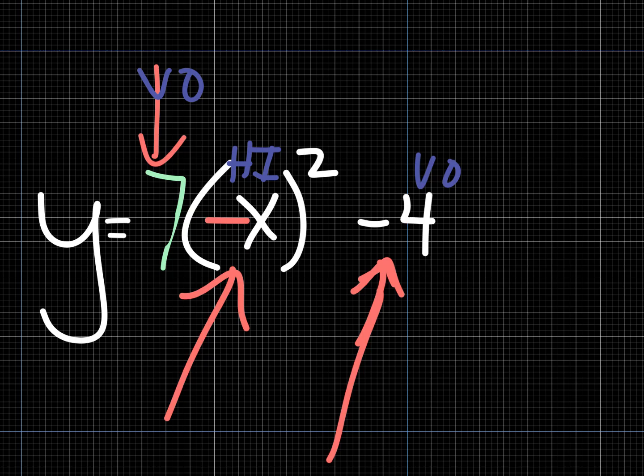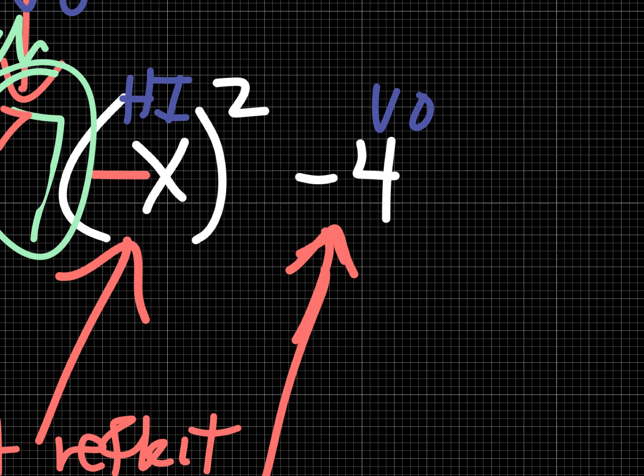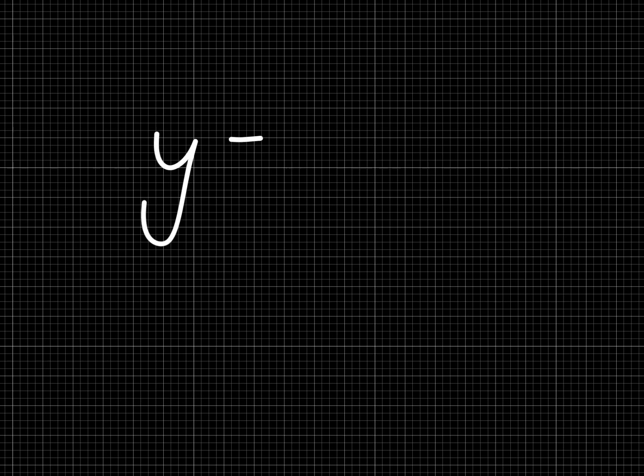All right, here are the official names. That 7 out in the front is a vertical stretch. BFO, what does that mean? By a factor of 7. Vertical stretch by a factor of 7. The negative on the inside is a horizontal reflection. And last but not least, that -4 is a down 4. Any questions on those? Those are really critical. Hopefully that little 2 minutes we spent on it is useful, because you'll have problems that are like this.